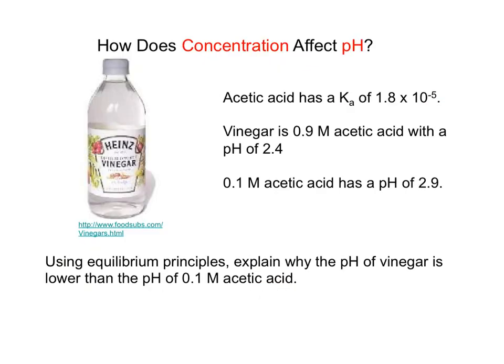You just calculated that a 0.1 molar acetic acid solution has a pH of 2.9, but vinegar, which is 0.9 molar acetic acid, has a pH of 2.4. So stop the video and answer this question.